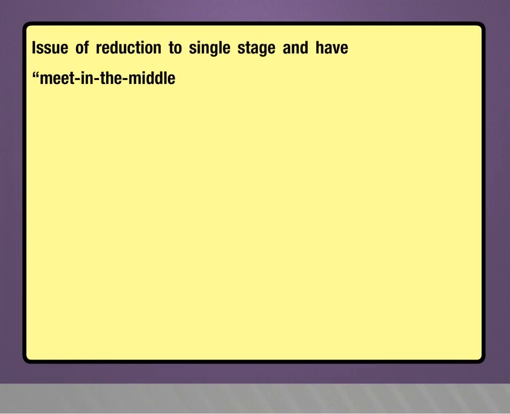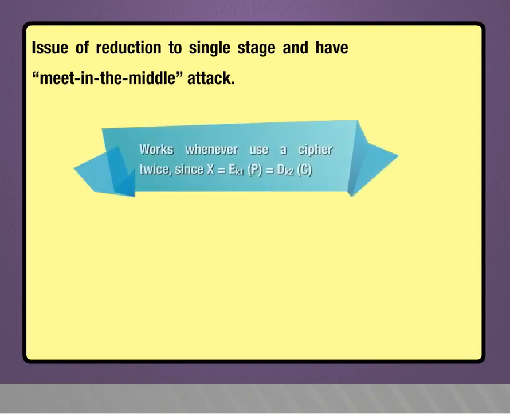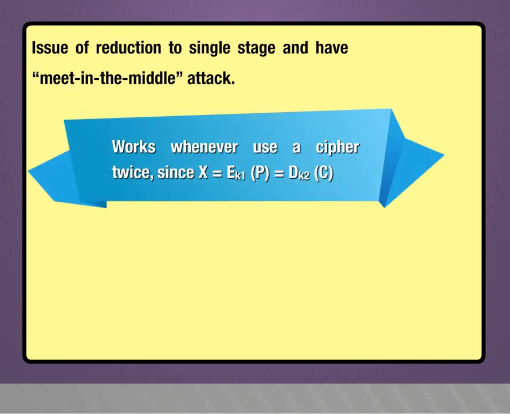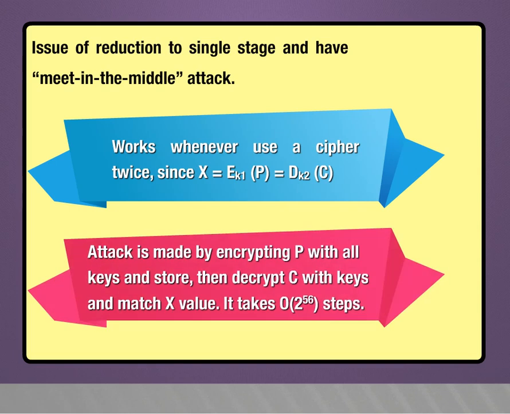There is the issue of reduction to a single stage, and the meet-in-the-middle attack. It works whenever a cipher is used twice, since X is equal to E K1 of P, which is equal to D K2 of C. The attack is made by encrypting P with all keys and storing the results, then decrypting C with all keys and matching the X value. It takes on the order of 2^56 steps.